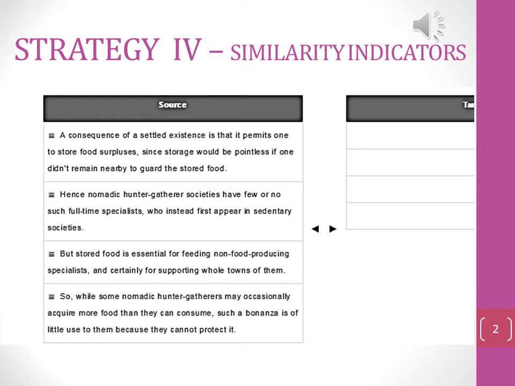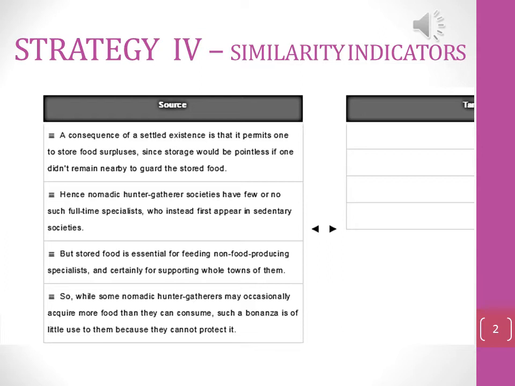Coming to this strategy, we see the similarity indicator. I also spoke about synonyms in the last one, similar meaning words. Now if I look here in the first one, I'm just going to read all the sentences, and I see that the first sentence and the fourth sentence have a similarity indicator. Such is one of the big similarity indicators on the test. Such a bonanza in the fourth sentence. Where is this bonanza? If I can find a synonym for bonanza somewhere else, I can form a connected pair.